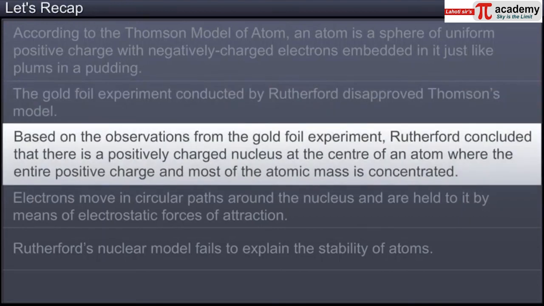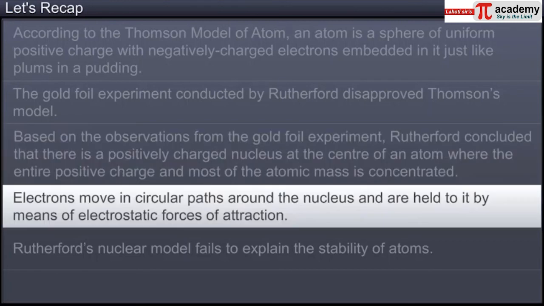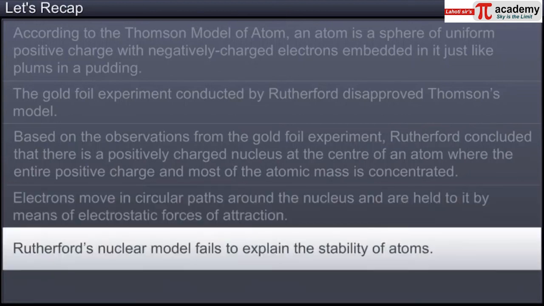Based on the observations from the gold foil experiment, Rutherford concluded that there is a positively charged nucleus at the center of an atom, where the entire positive charge and most of the atomic mass is concentrated. Electrons move in circular paths around the nucleus and are held to it by means of electrostatic forces of attraction. Rutherford's nuclear model fails to explain the stability of atoms.